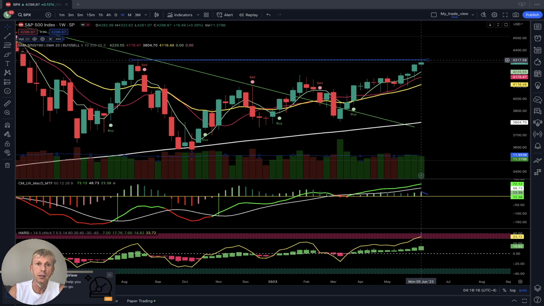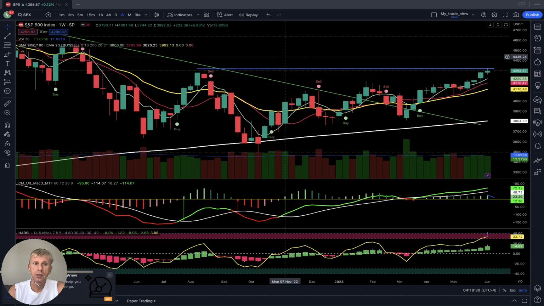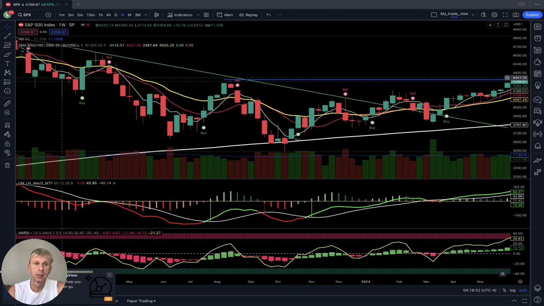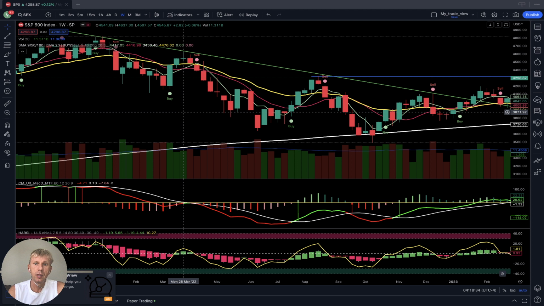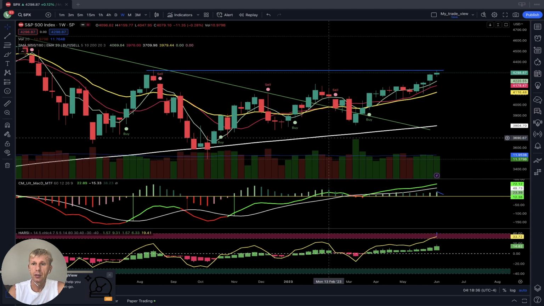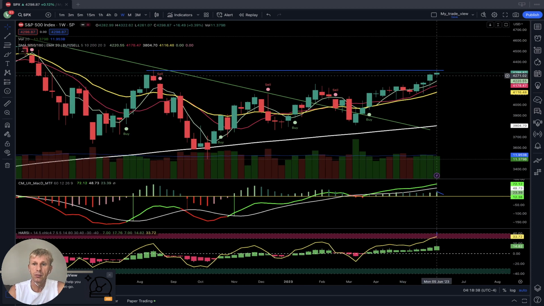This blue line is the level of August 2022. It touched the August 22 level. From this level it is resistant, you see there is a lot of resistance here. It can be rejected, especially now that it's disconnected from the 20 also.